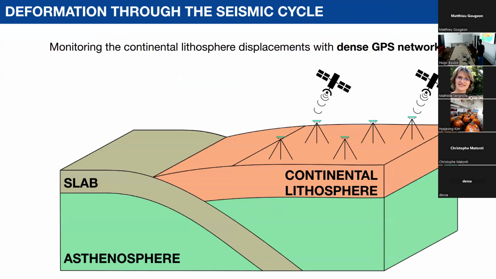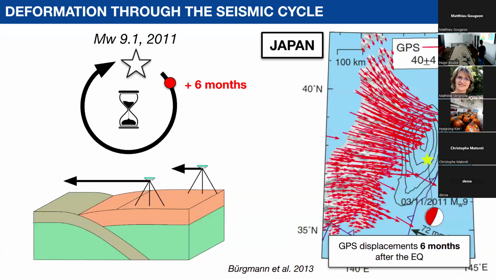So we need dense GPS networks to monitor the deformation of the whole continental lithosphere. And this is the kind of pattern we expect through the seismic cycle for large-scale deformation. Here we are in Japan, 6 months after the two earthquakes, and all the displacements are oriented toward the subduction trench.